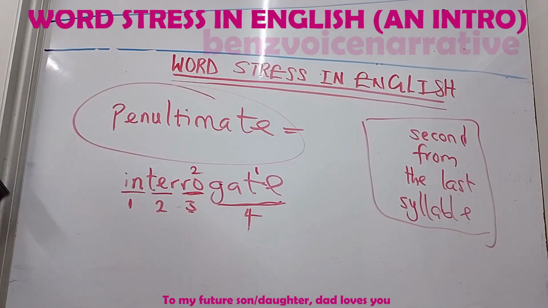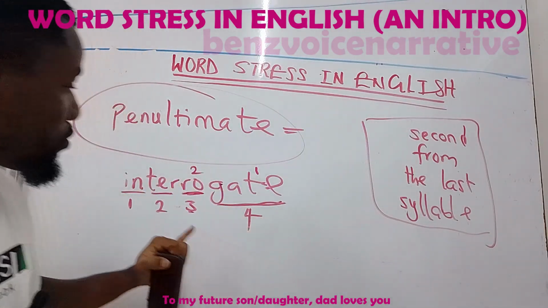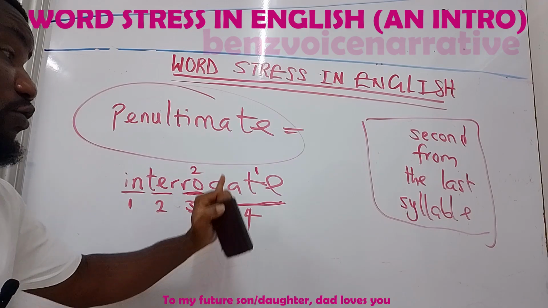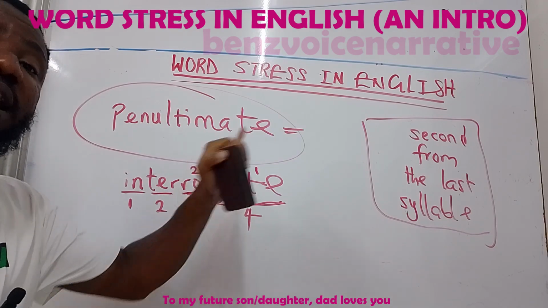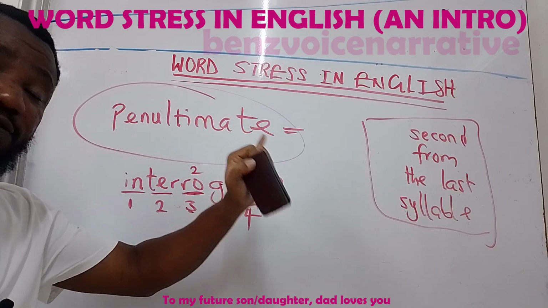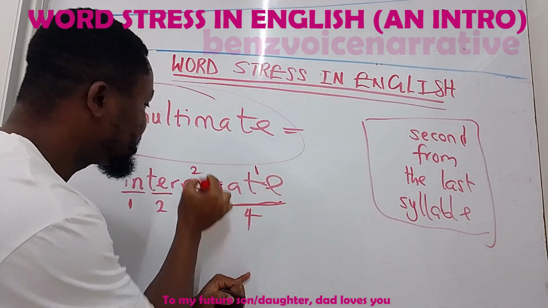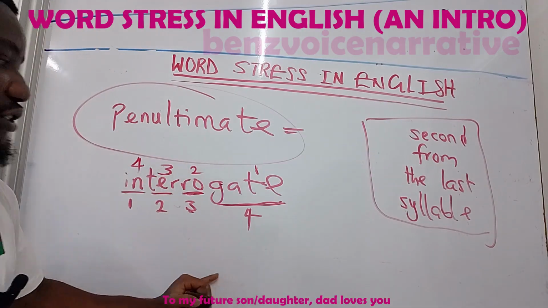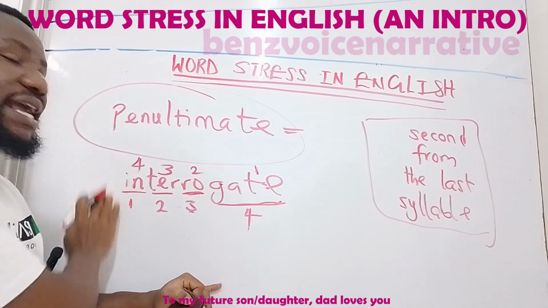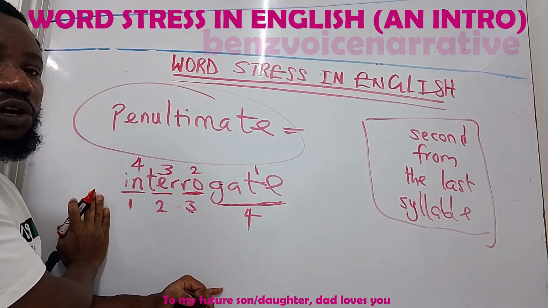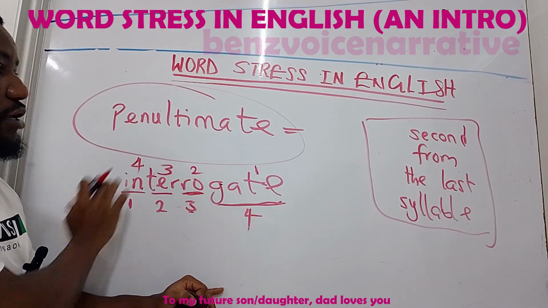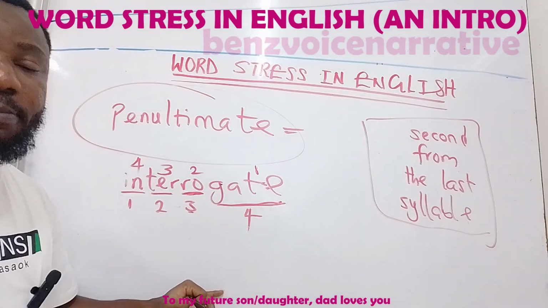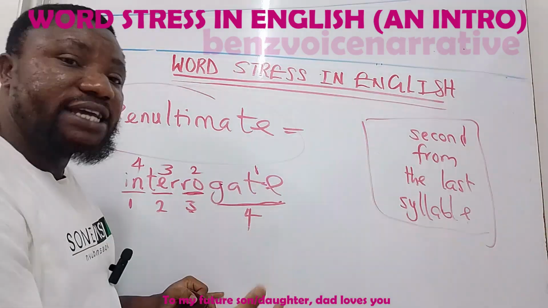So most of the time, when we talk about rules of stress placement, we'll start counting from the end. So if you start from here, 1, 2, 3, 4. Now, what's the penultimate syllable? The penultimate syllable is the second syllable from the end of the word. This is the end of the word. This is not the end of the word. This is the starting of the word interrogate. Are we clear with that? So please remember, when you hear me mention the word penultimate, know that I'm talking about the second syllable from the end of the word.